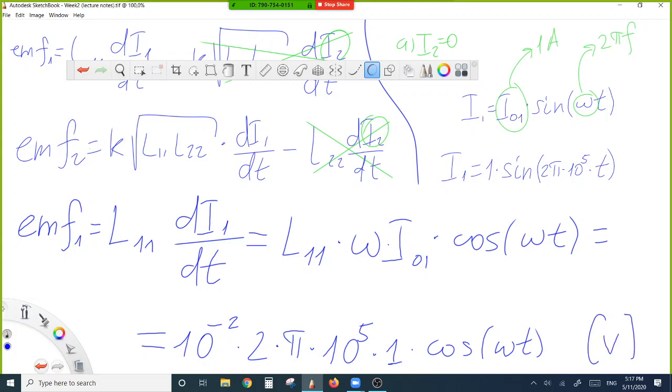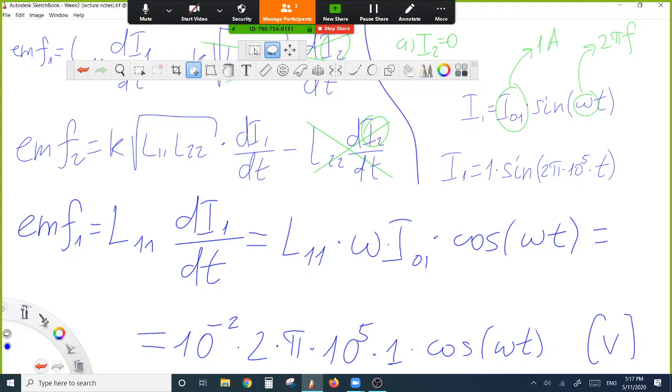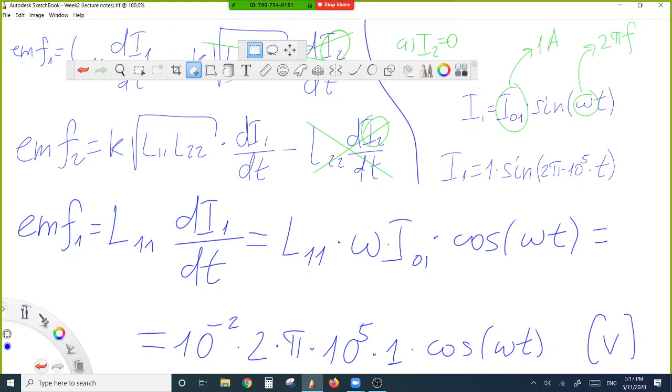Volts. So, we are taking the derivative of I1. Look, here we have di1 over dt. I1 is sine. When we take the derivative, sine will switch to cosine, and also the omega will go here.